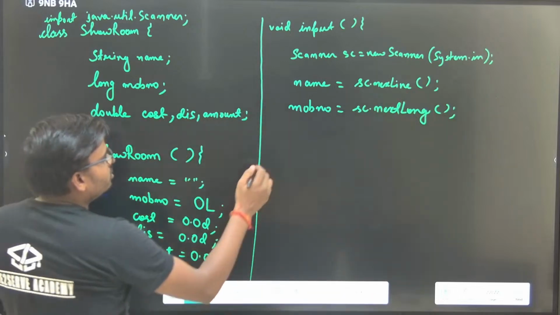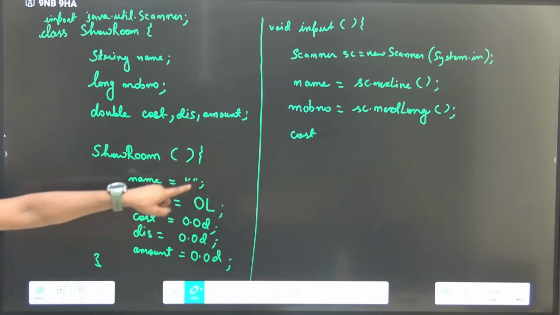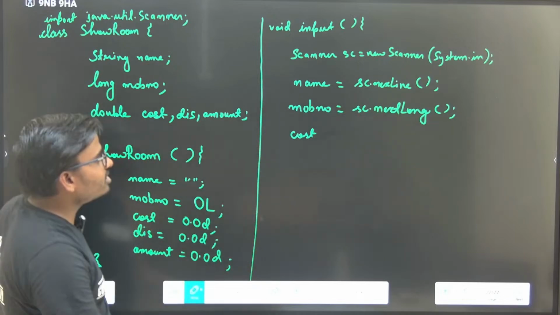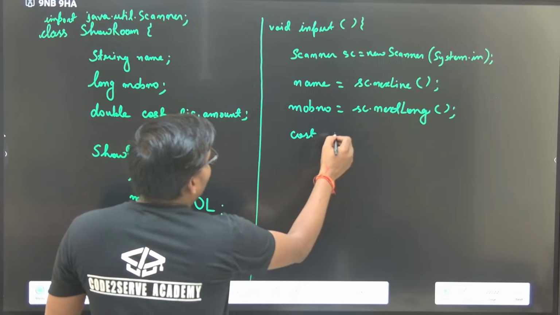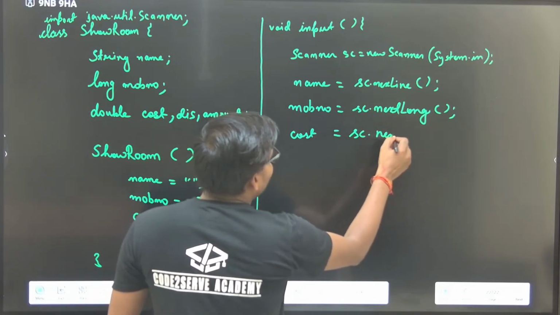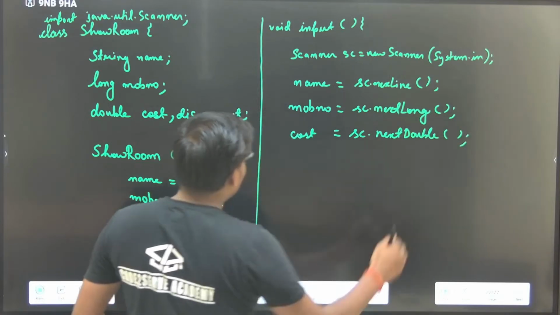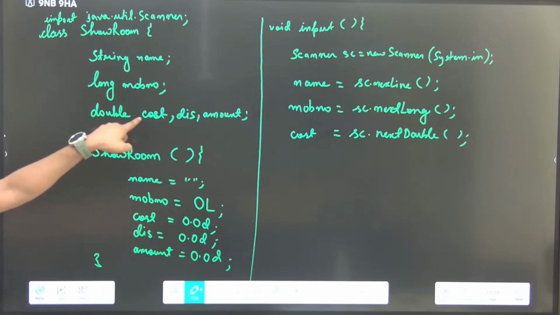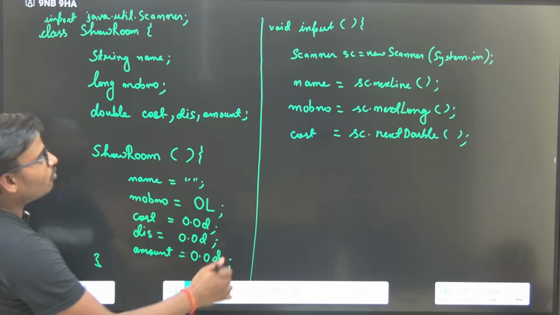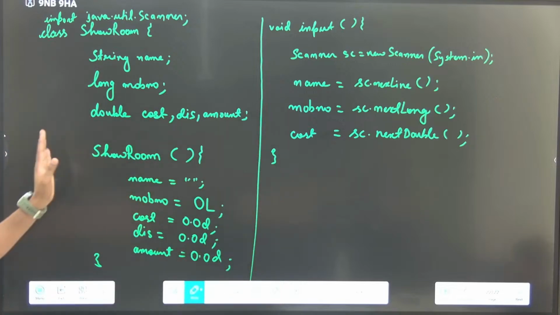Next is cost. You have to keep in mind what the type is. The mobile number was long, so I wrote nextLong. Now what is the type of cost? Cost is equal to sc.nextDouble. Since cost is of double type, I have to write sc.nextDouble. So now I have taken all the input that was required.